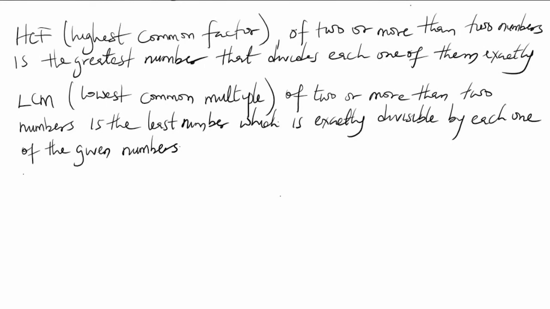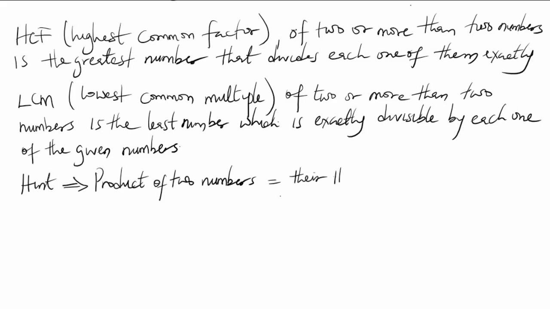I'm going to drop a little hint here. Take note of the hint. The product of two numbers is equal to the multiplication of their HCF by their LCM. Take note of these things. The product of two numbers is the multiplication of their HCF by their LCM.